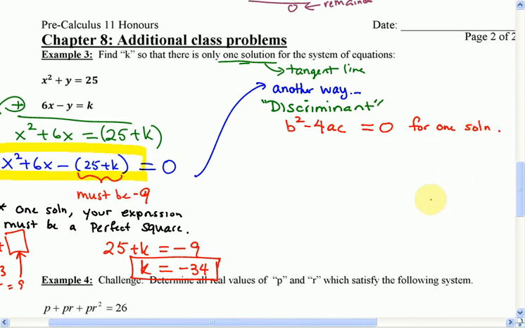By the way, on a test I could change this to find k so there's only 2 solutions, and then you'd have a greater than sign, less than sign, right? All that good stuff. Kitty's getting a headache because she's like, there's so much to review.